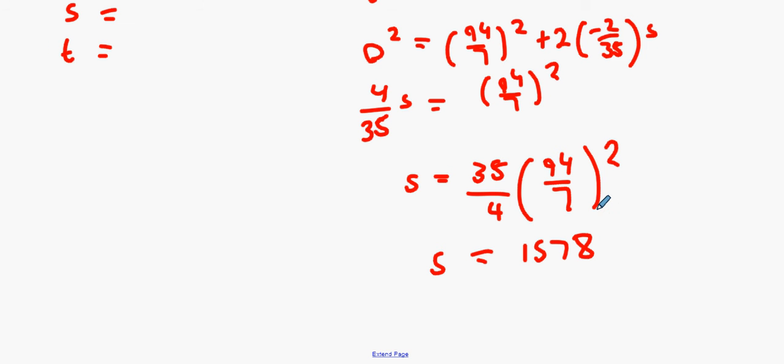Now, a few of you left this as your answer and you lost a few marks. Why did you lose a few marks? That's the distance from start to finish. You want the distance from C to D, so you have to take away 1,200, and you get 378 meters.